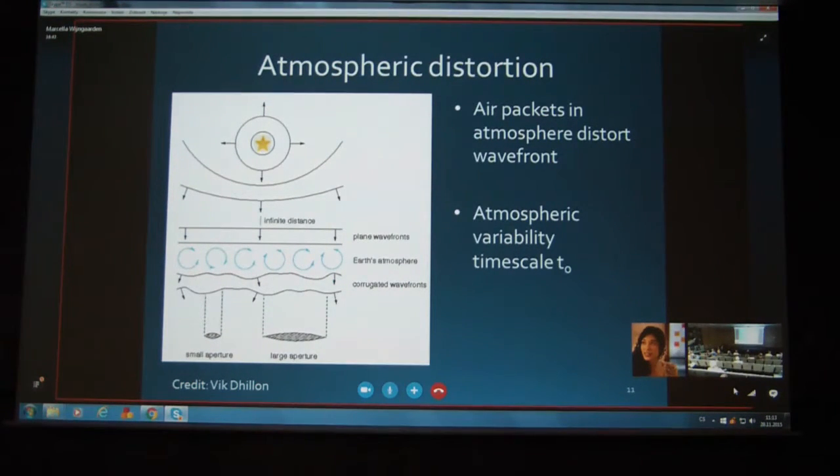And this is because the atmosphere consists of small packets of air that change the phase of the light differently. And these air packets in the atmosphere change on a characteristic timescale, which we will call T0. And we will come back to this timescale when we discuss the technique to overcome these atmospheric effects. So let's have a look at how these limits on the resolution of our telescopes look in pictures.